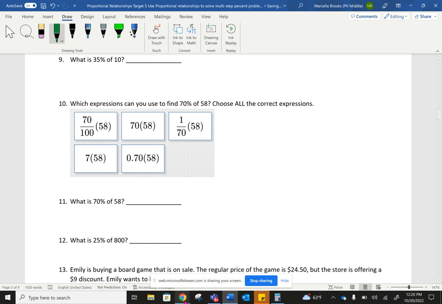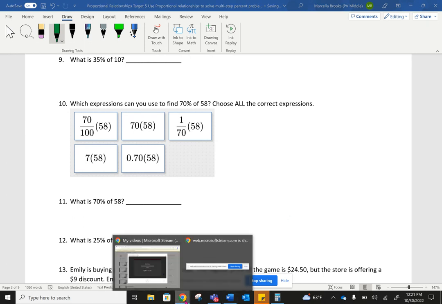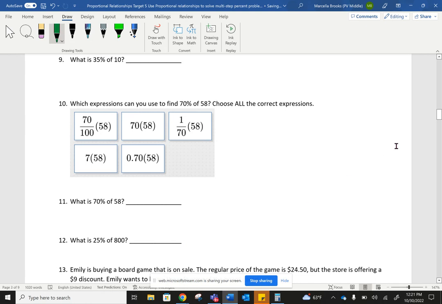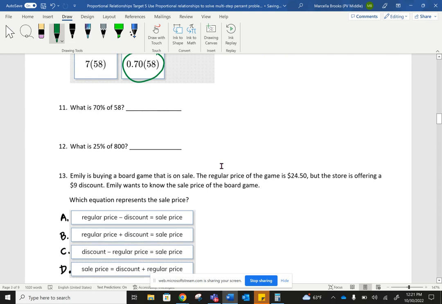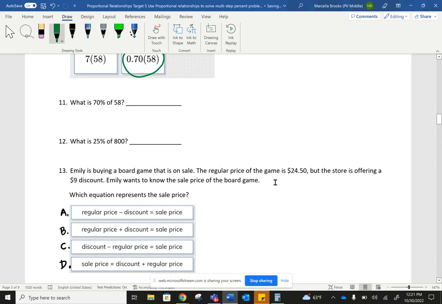Number 10, which expressions can you use to find 70% of 58? So we're looking for basically the fraction and the decimal equivalent of 70%. So if I wrote 70% as a fraction, it would look like 70 over 100, so that's the same. And if I wrote 70% as a decimal, it would look like this. So those are my two expressions. And then 11 and 12, it just wants you to calculate what's 70% of 58, and then 12, what's 25% of 800.